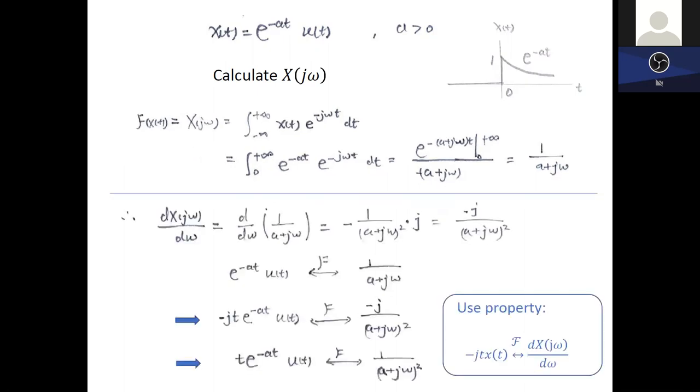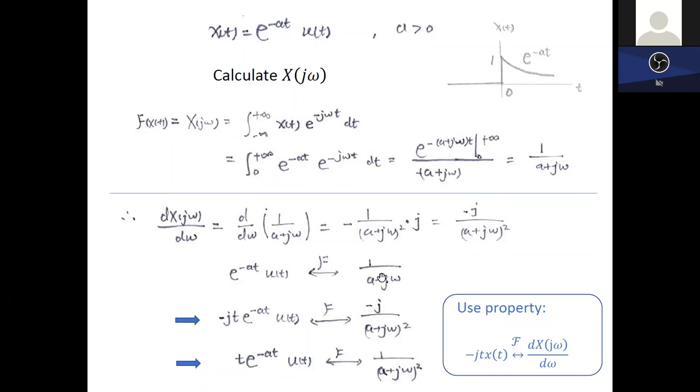Okay, so why do I start with this example? Because from this example, we can derive some more useful properties, some more useful formulas. We take the derivative of this particular capital X of j omega. I take a derivative of 1 over a plus j omega. Applying the chain rule, we get minus 1 over a plus j omega squared. And since we are taking the derivative over omega, don't forget this additional coefficient j. This is dX d omega.